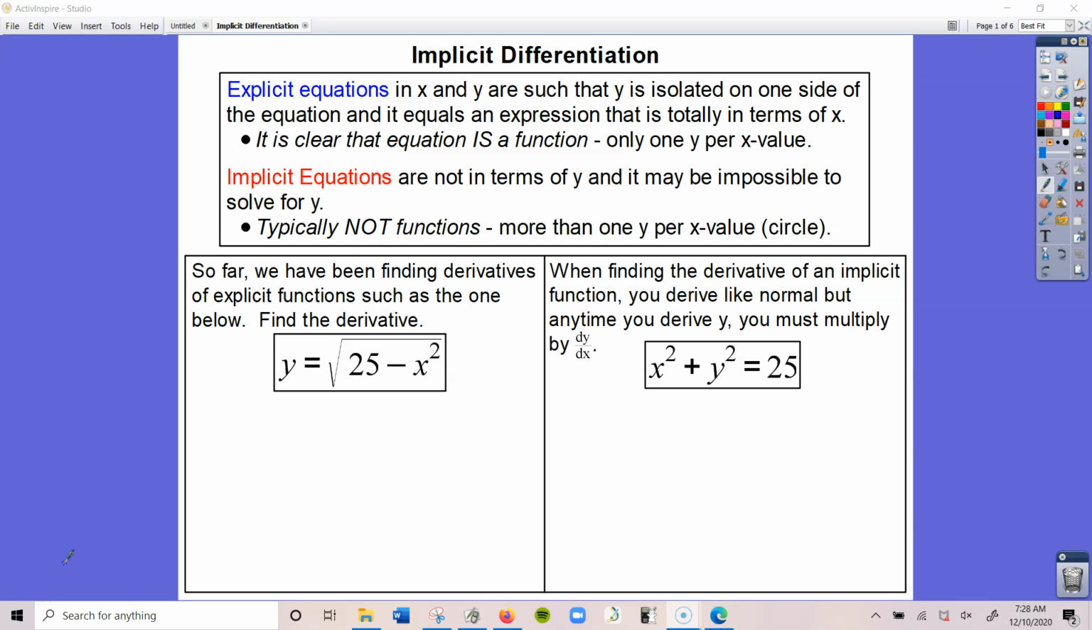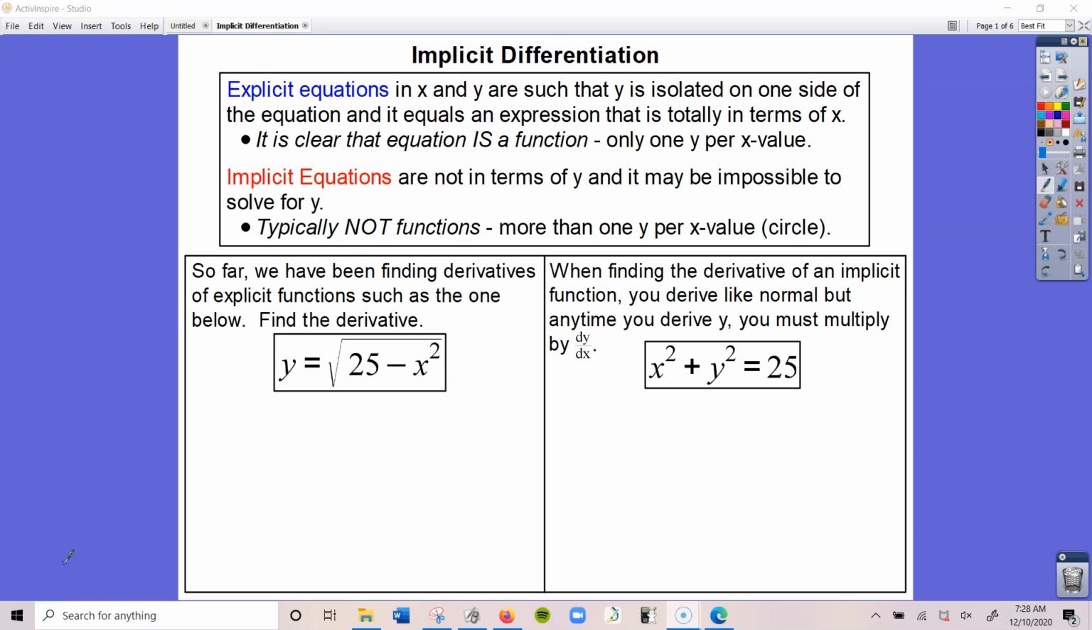Hello everyone. Today we're going to look at implicit differentiation. Now we have two types of equations. We have an explicit equation, which is where y is isolated on one side of the equation and it equals an expression that is completely in terms of x. And this would mean that it is clearly a function because you have only one y value for every x value.